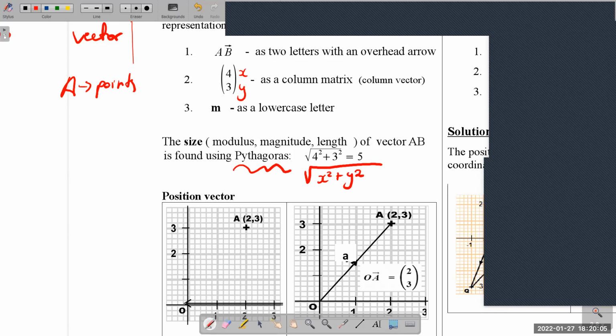So this is something I need everybody to copy down: the size of a vector. And keep in mind, these words mean the same thing as size: modulus, magnitude, length. CXC uses all three. Some years they're going to ask you for the modulus, some years the magnitude, some years the length, but all of them mean the same thing. What is the size of the vector? So the formula for the size of the vector is the square root of x squared plus y squared. Let me know if you got it so we can move along and look at some examples.